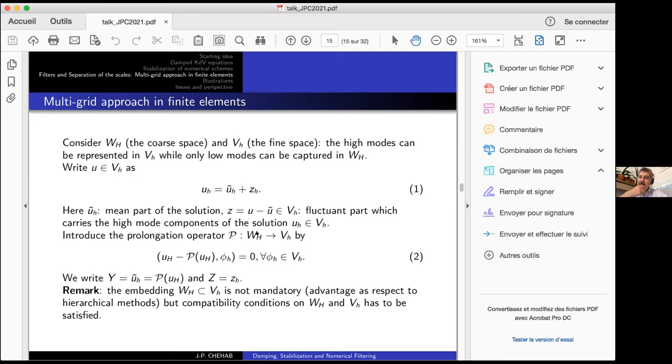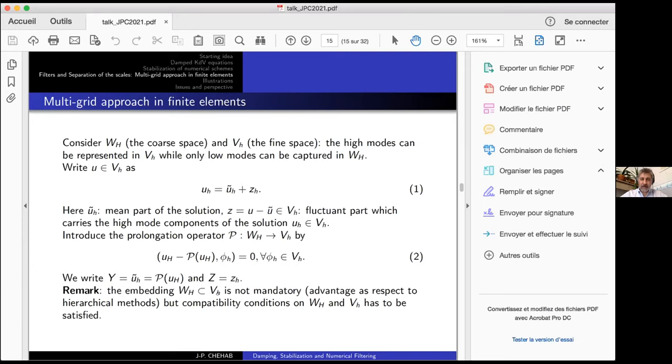So the idea is to try to build a low frequency component in V_h starting from a function from W_H. It's a prolongation, in fact. And we'll do that with the L2 projection in that way. So you have u_H, which lives in W_H, and you build its prolongation to V_h as the solution of this system. Okay, so it's L2 projection. And in fact, this is very versatile because we don't need to have the embedding of W_H in V_h. We only have to control the angle between these two finite element spaces. I will not develop this, but it's rather easy to do.